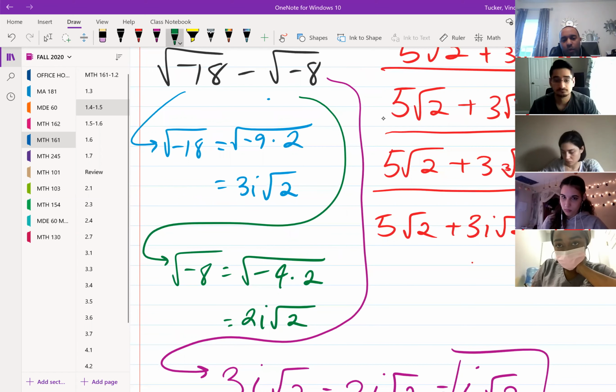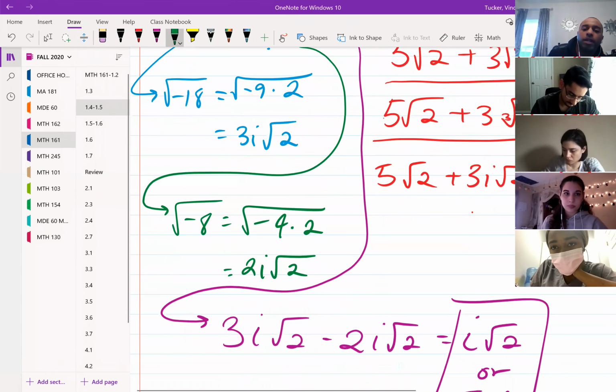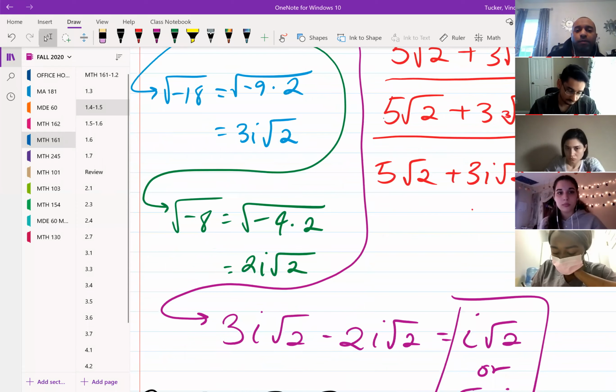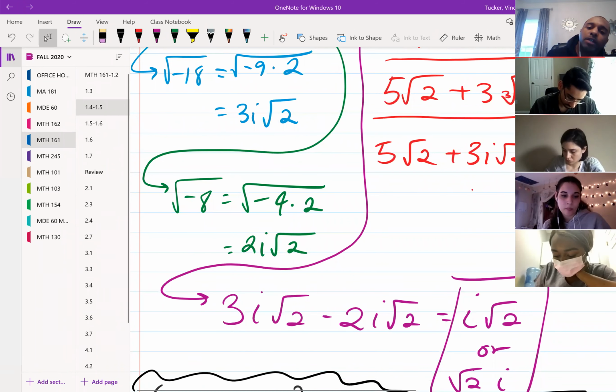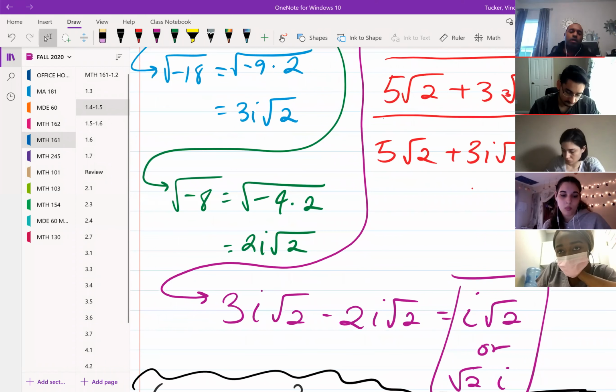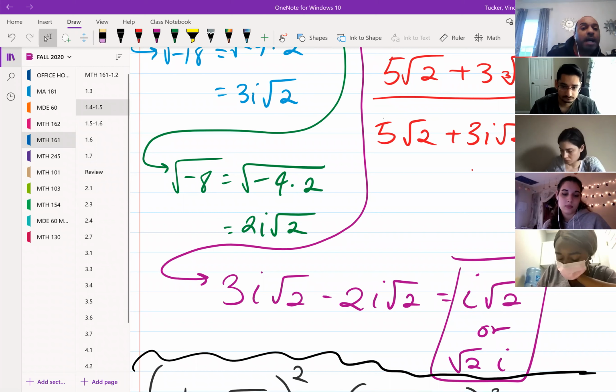Questions on those breakdowns before we bring them together? So we look at the purple. That first term simplified to 3i square root of 2. Second term, negative 2i square root of 2. So 3 minus 2, excuse me, it's going to be 1. So that'll be 1i square root of 2. In other words, just i square root of 2. Or if you want to write it as square root of 2 i, that's fine. Just make sure that the radical doesn't extend over that i, because a lot of times people make that mistake. And it's still the same answer.